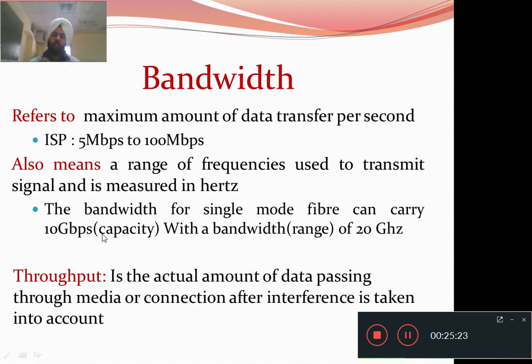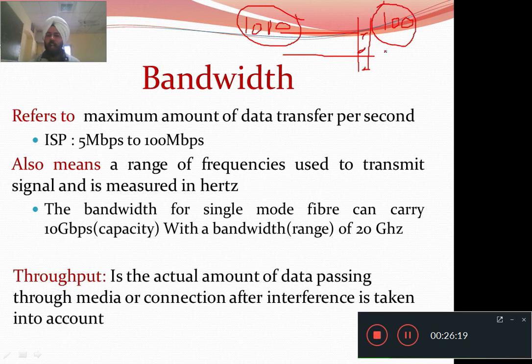Suppose we have a toll plaza and a highway. 1000 cars or buses can pass through that highway, but that is theoretical. In actual practice there is a toll plaza, so we have to wait some time. Suppose only 100 buses or cars can pass through the toll plaza. That means 1000 is its bandwidth and 100 is its throughput, the actual number that can pass after interference.